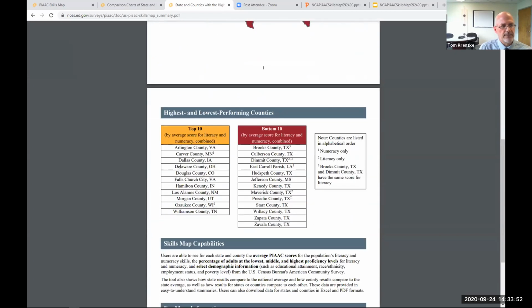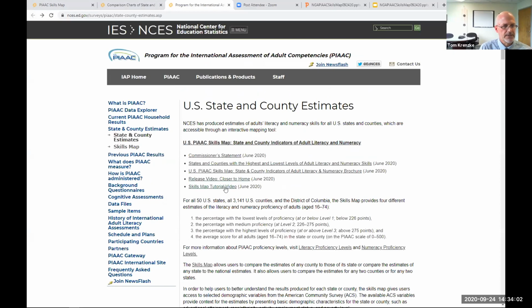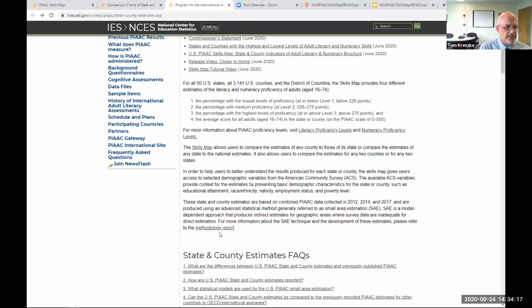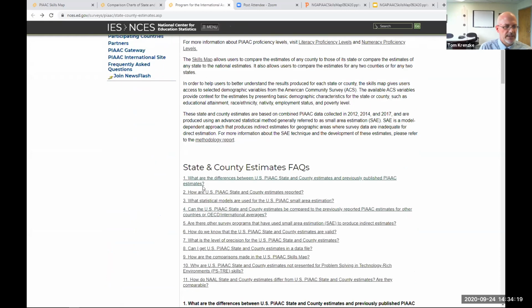And then you can also see a list here of highest performing counties and the lowest performing counties in this document. There's also a couple videos, including a tutorial video that's available to check out. And further down are links to find out more about literacy levels here. And there's a link here to the methodology report again. And there's also some frequently asked questions as well. There's 11 here. So this concludes the demonstration.